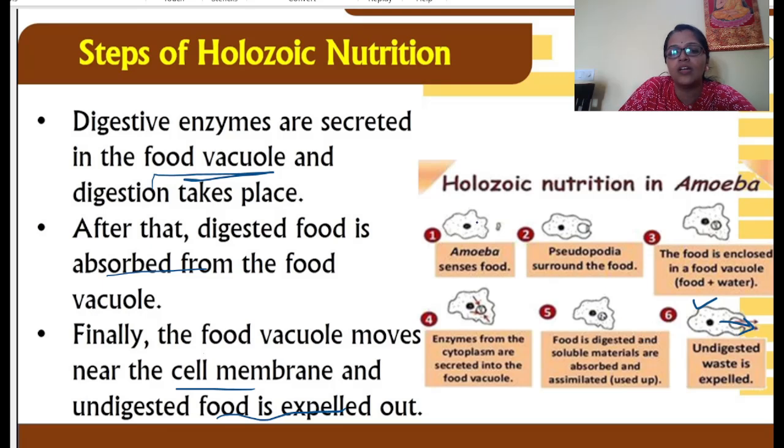It's quite simple. First, the amoeba is there, and food comes near to it. The pseudopodia extend and engulf the food. Inside the pseudopodia, the vacuole is formed. The food is digested inside it with the help of enzymes. Then the food is absorbed and utilized for various activities. And finally, the undigested food is released out of the membrane. These are the steps involved in Holozoic nutrition. This is very important. You can use these notes for your exams too.